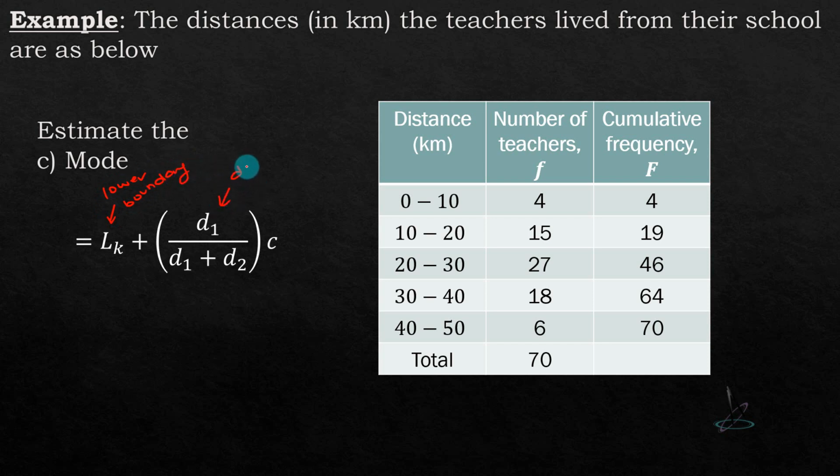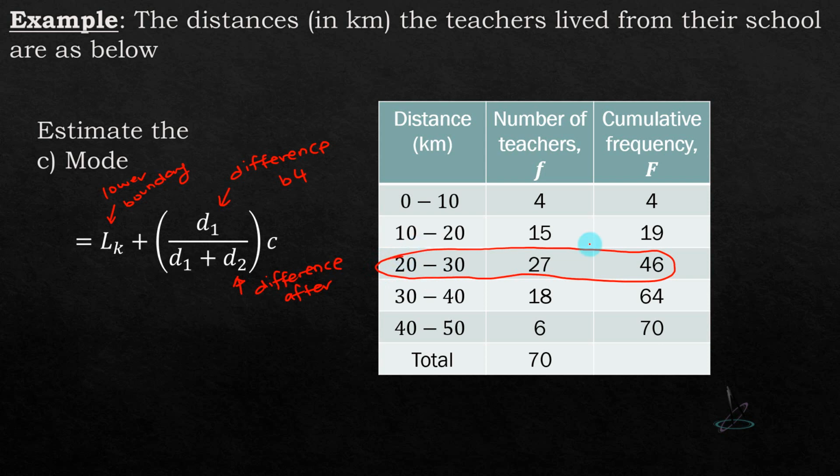So D1 means the difference before, D2 means the difference after. Okay, so now let's see what I mean by the difference. Firstly, you need to know where the modal class is. Based on the frequency, check which class has the highest frequency. The highest is 27, so this is our modal class. This is the class that we are working with.